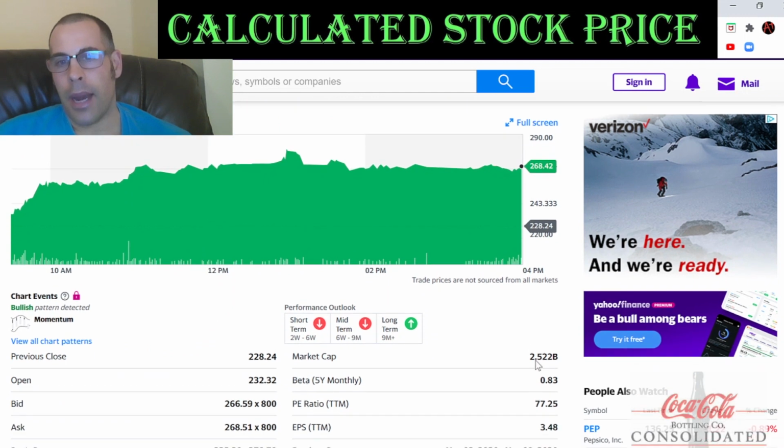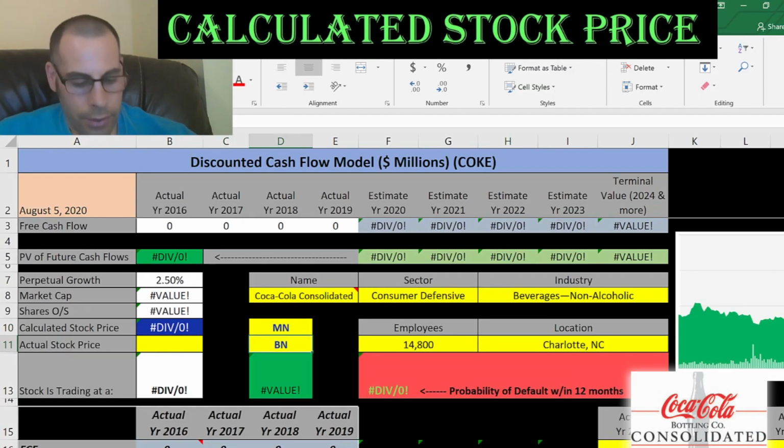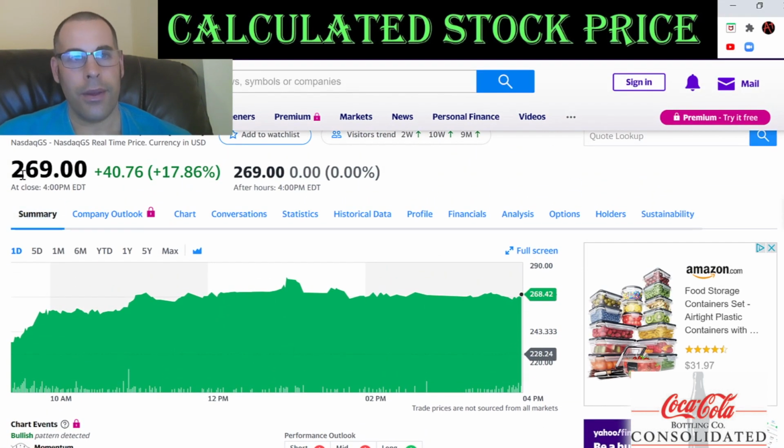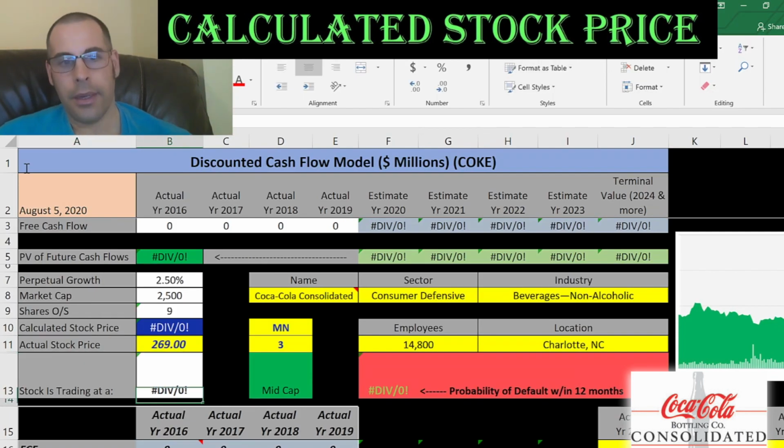This company has a market cap of $2.5 billion. So that means they're a mid-cap company. Mid-cap has a market cap between $2 and $10 billion. They're trading at $2.69, so that's one share of stock.